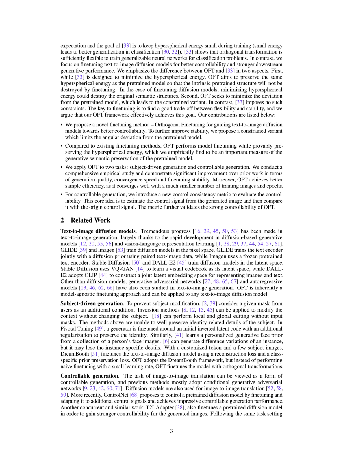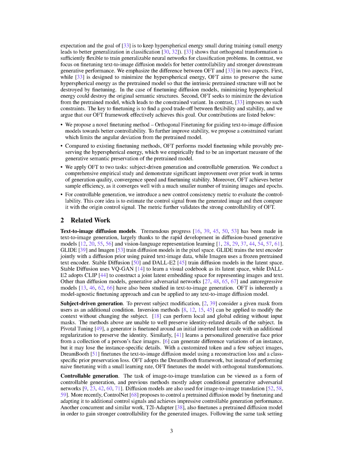Models like Stable Diffusion and DALL-E 2 operate in the latent space. Stable Diffusion employs VQ-GAN to learn a visual codebook for its latent space, whereas DALL-E 2 utilizes CLIP to construct a joint latent embedding space for representing both images and text. Apart from diffusion models, text-to-image generation has been explored using generative adversarial networks and autoregressive models. COFT is an inherently model-agnostic fine-tuning method that can be applied to any text-to-image diffusion model.